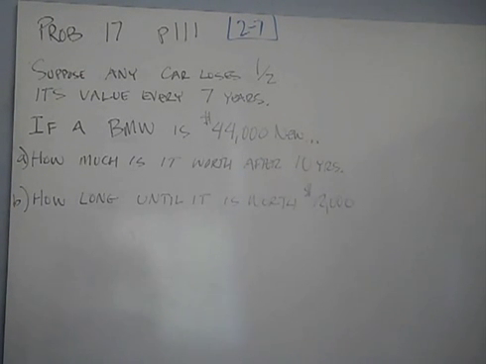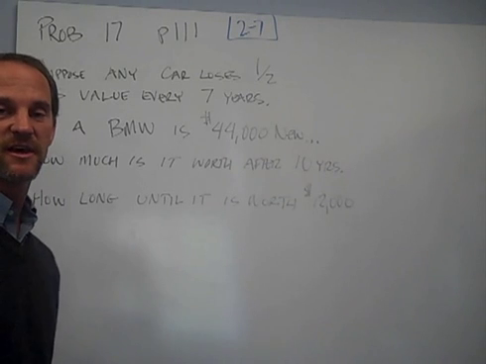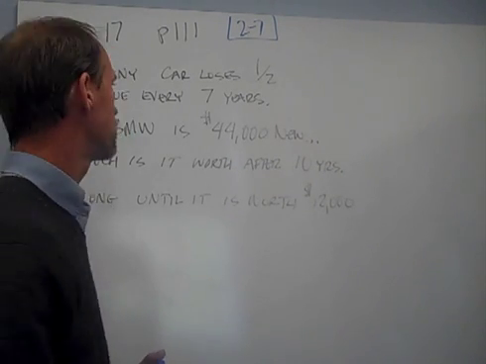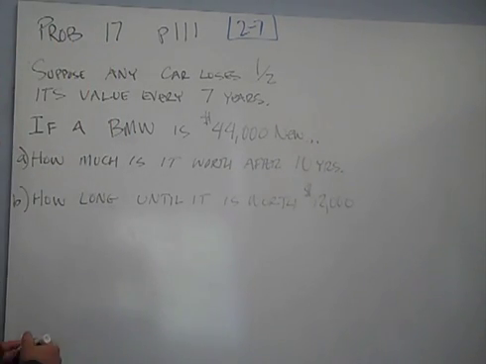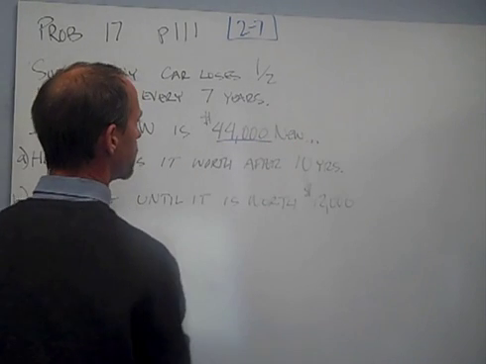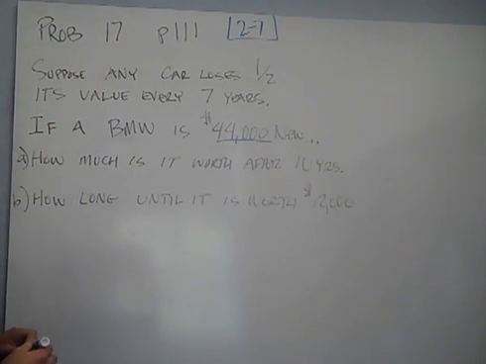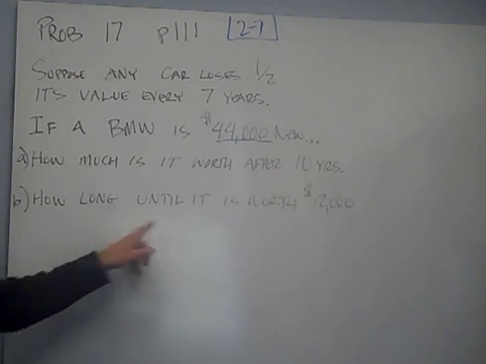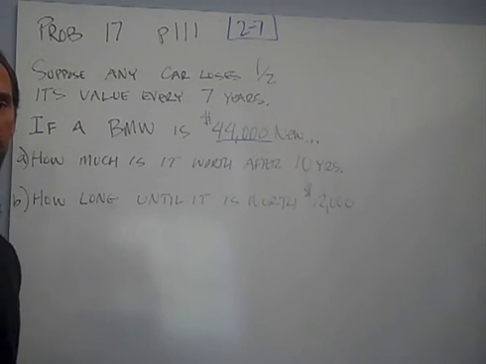Alright, so we're going to say suppose that any car loses half its value every 7 years. That might be pretty close to being accurate, so we'll just assume that that is true. It has a half-life of 7 years. So suppose a BMW costs $44,000 new. How much is it worth after 10 years? And then how long will it take until it's worth $12,000?